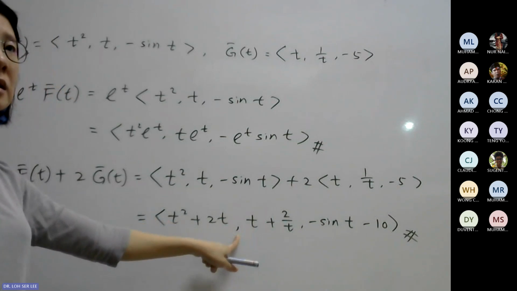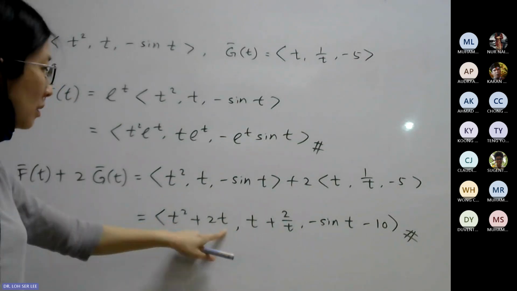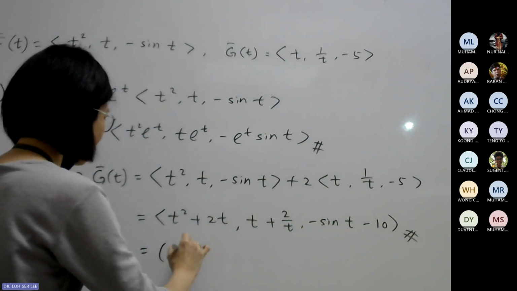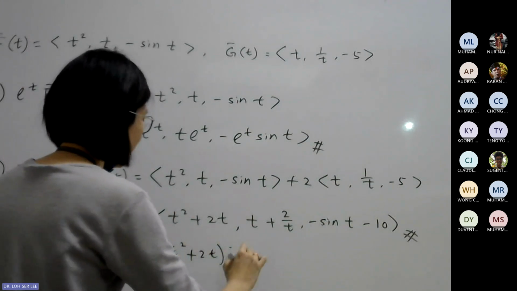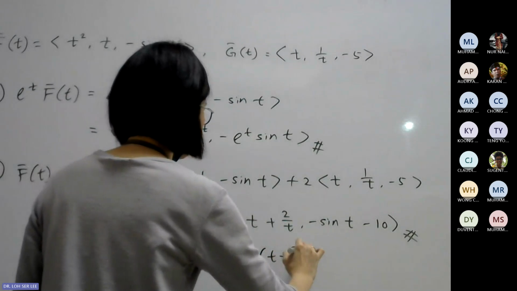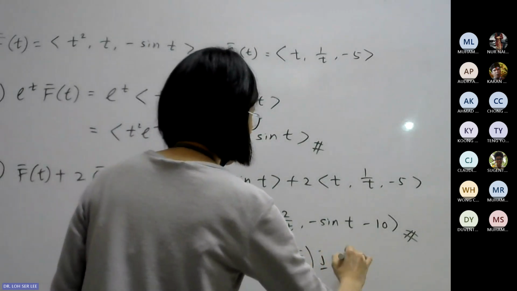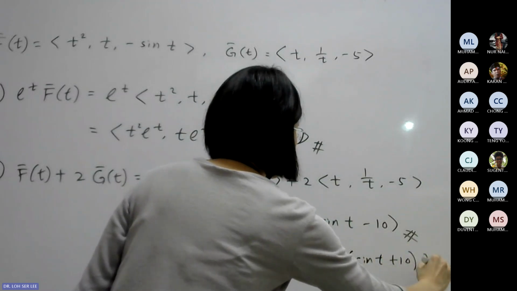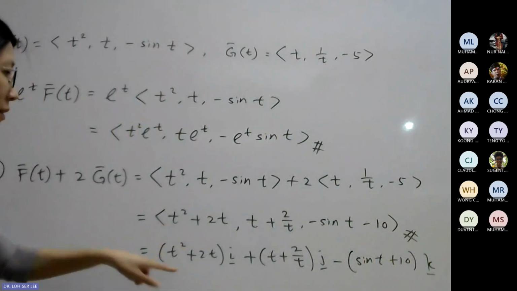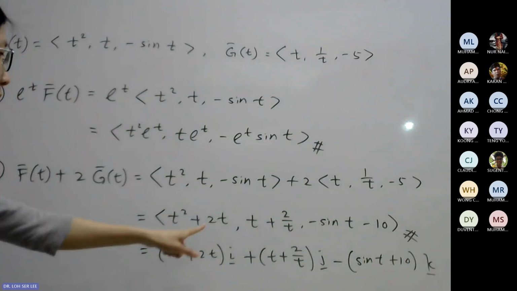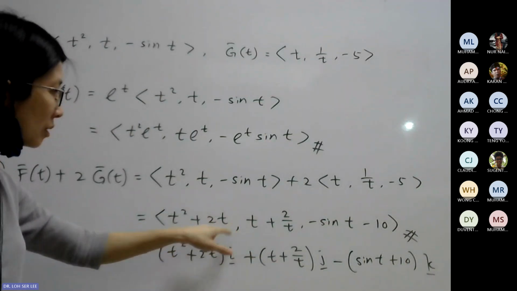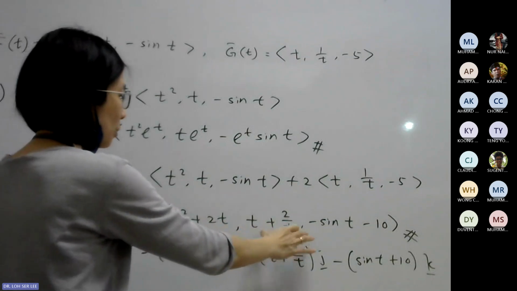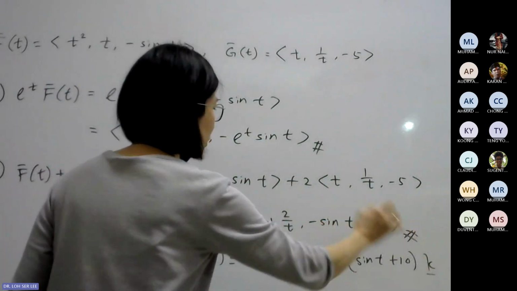This is common. This one we can write in this form: t squared plus 2t i plus t plus 2 over t j minus sine t plus 10 k. We can't sum these two out because of this. The common means this is the component function of i, this is the component function of j, and this is the component function of k.